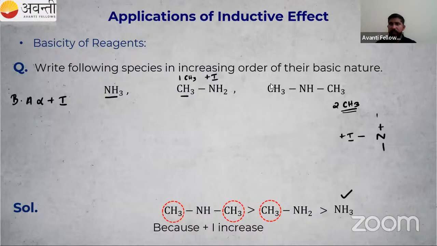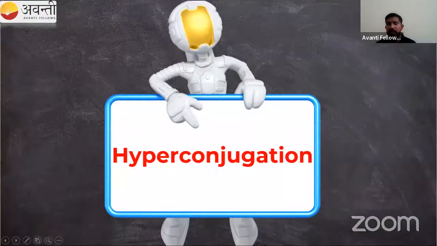Okay. So is it clear to you the applications of inductive effect? These are the different applications of our inductive effect. Okay, Alima, JNV Kohima. Okay, great. So these are the applications of inductive effect.